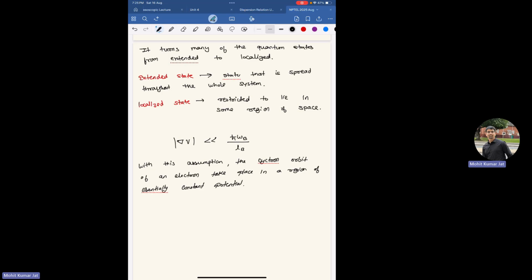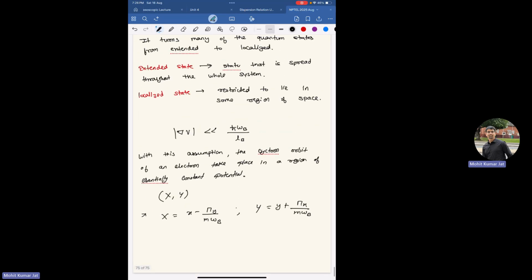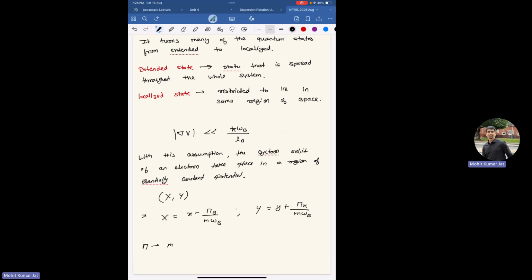To see this, we can introduce quantum operators which show the center of these orbits. Let me call them X and Y. Your X is the x operator plus pi y by m omega c, and your Y is the y operator minus pi x by m omega c. Your pi y and pi x are the mechanical momenta.